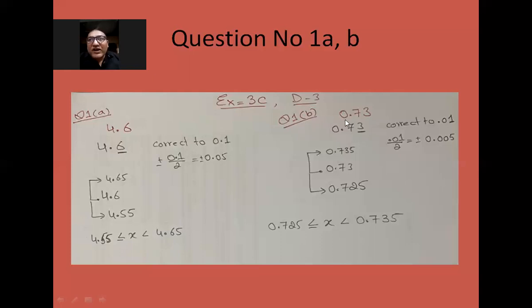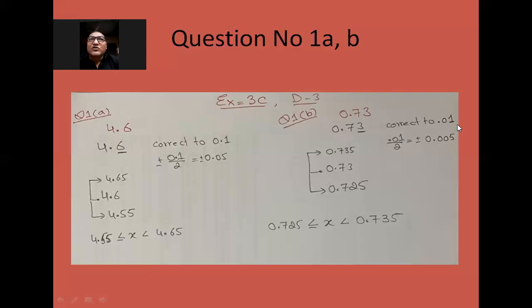Okay, so question number 1, part B, the number is 0.73, and this is correct to 2 significant figures. What are the significant figures here? 0 is not a significant figure. 7 is the first significant figure, and the 3 here is the second significant figure. The value of this place is 0.01. So this number is correct to 0.01.